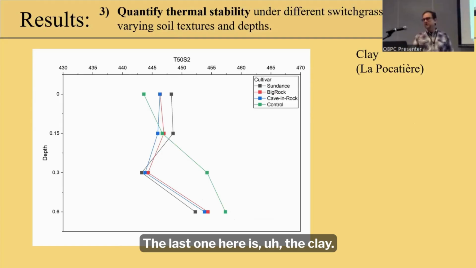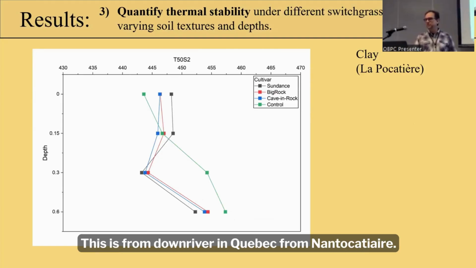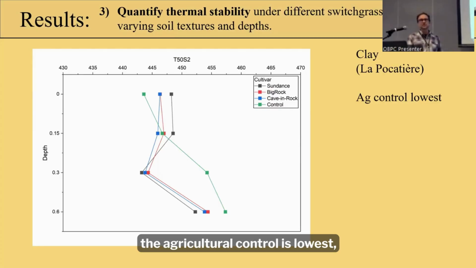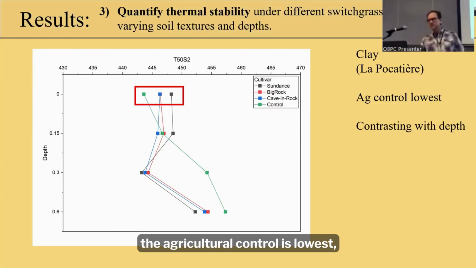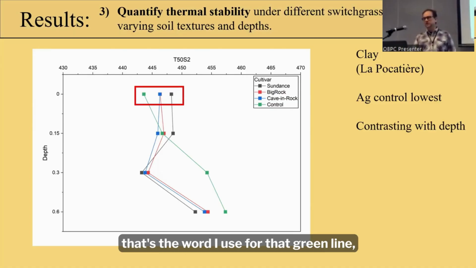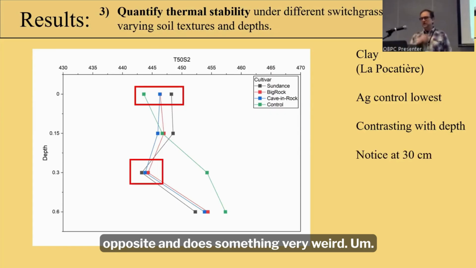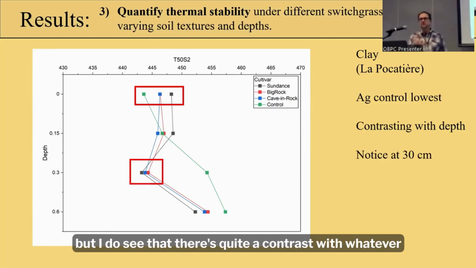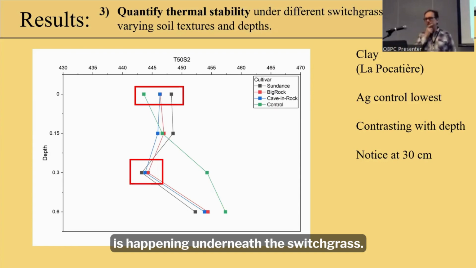The last one here is the clay. This is from downriver in Quebec from La Pocatière. This one's very weird in the sense that at the surface, the agricultural control is lowest, but the line shape, that's the word I use, from that green line, the agricultural control, kind of goes opposite and does something very weird. And so I don't really have an explanation for why that is, but I do see that there's quite a contrast with whatever is happening underneath the switchgrass.